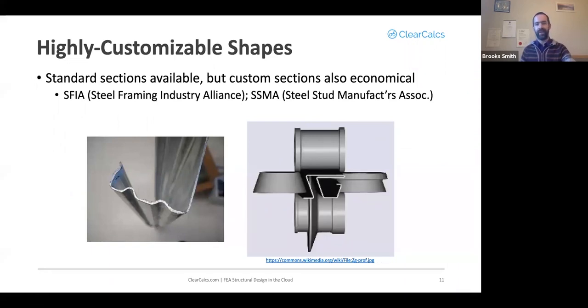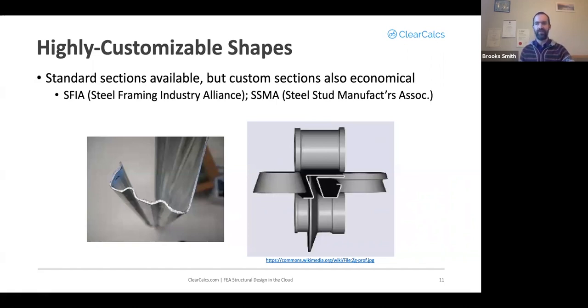Again, highly customizable shapes. Most shapes you see are going to be based upon either SFIA or SSMA standard sections. That's the Steel Framing Industry Alliance or the Steel Stud Manufacturers Association.